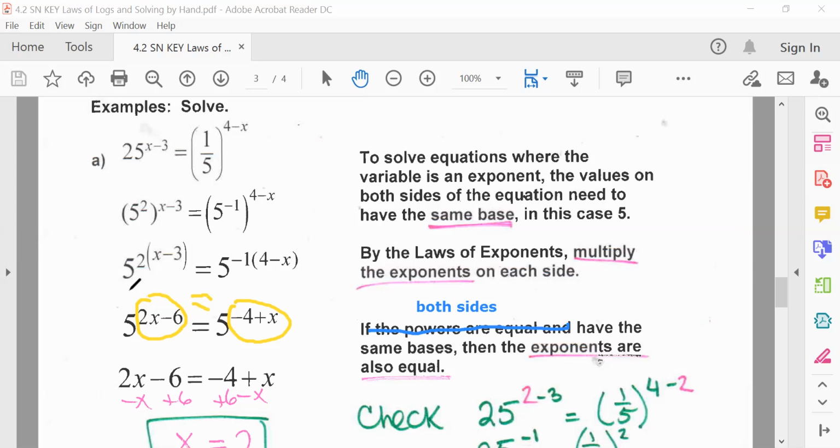So take the two exponents, set them equal to each other, and solve like you would any equation. 2x minus 6 equals negative 4 plus x. Move your terms over. X equals 2. Okay? Any questions on that?